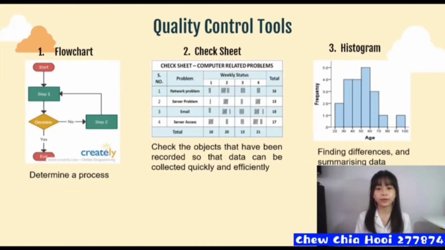So, there are several quality control tools. First is the flowchart. A flowchart is used to determine a process. Second, check sheet. A check sheet is used to check the objects that have been recorded so that data can be collected quickly and efficiently. Third, histogram. A histogram is used in finding differences and then summarizing the data.